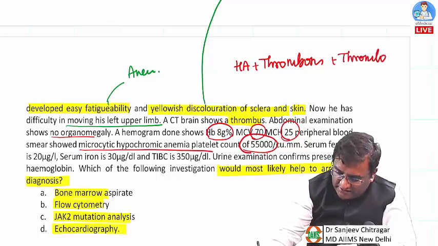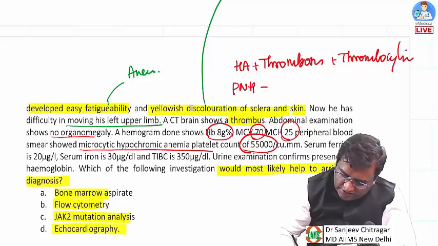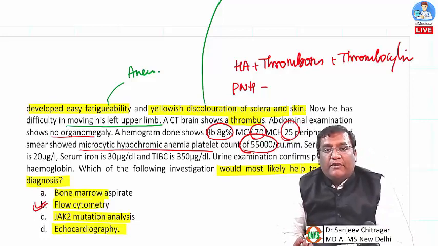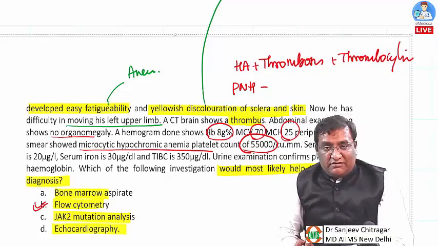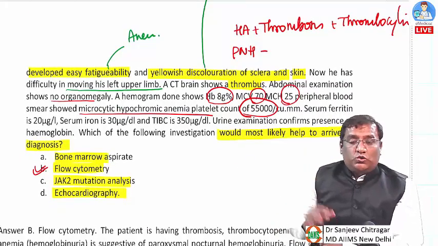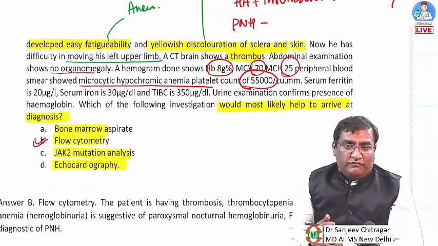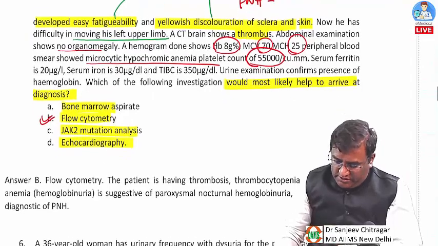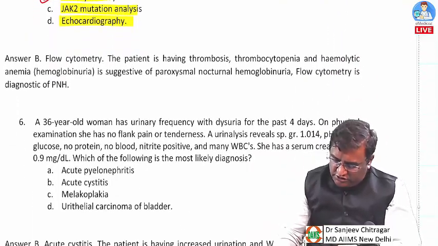So the patient is having the typical triad of PNH, and for diagnosis of PNH, flow cytometry is the investigation of choice. Gold standard investigation is flow cytometry. The other things are not helpful at all for making a diagnosis of PNH. Clear? Yes. So let us look at the next question here.